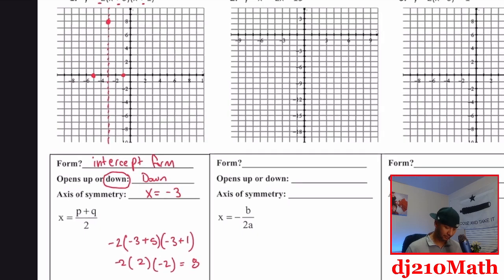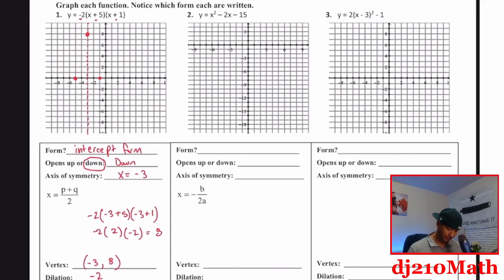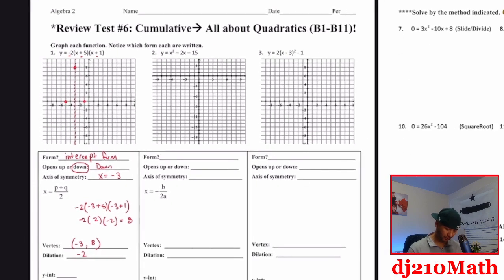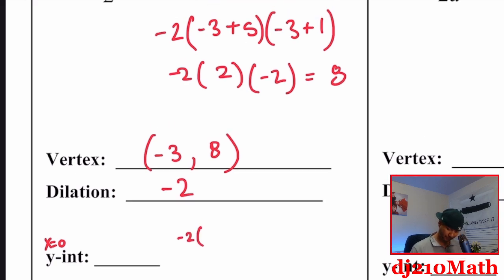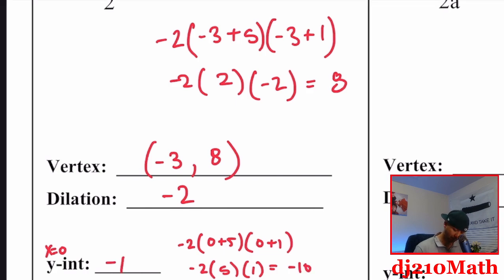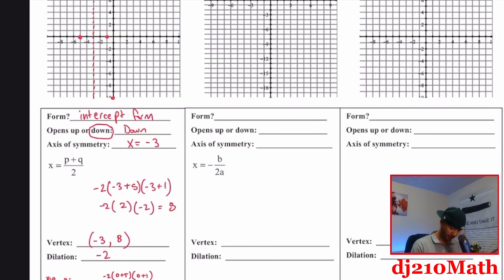All right. The dilation is going to be the a value, right? This is -2, right? It's scaled by a factor of 2. The y-intercept, where does it cross the y-axis? That's the next question. So when x is equal to 0, that's the y-intercept, right? So we plug in 0. So -2, 0 plus 5, 0 plus 1. This is going to be -2 times 5 times 1, which is -10. Y-intercept is at -10. Y equals -10, right? So at -10, it's down here.